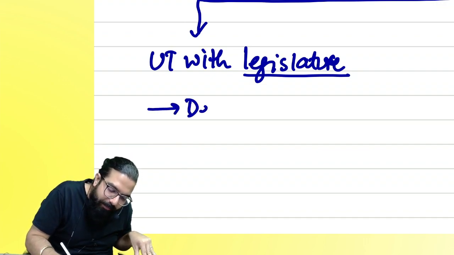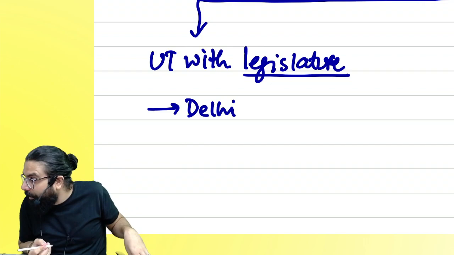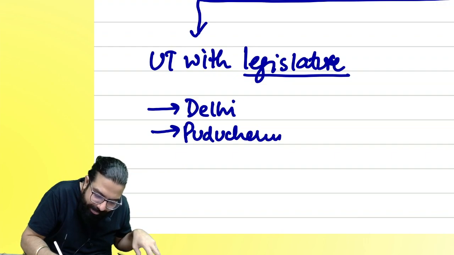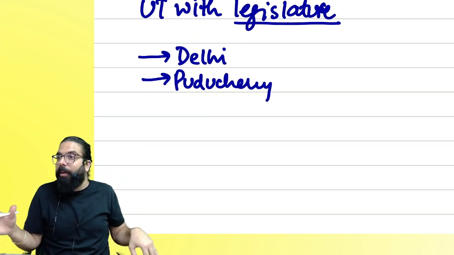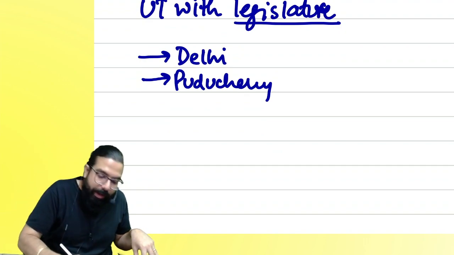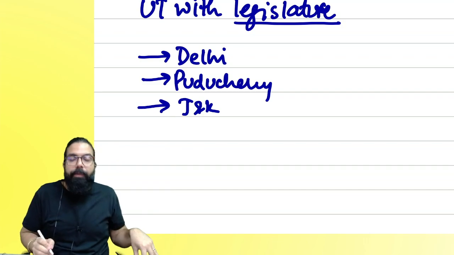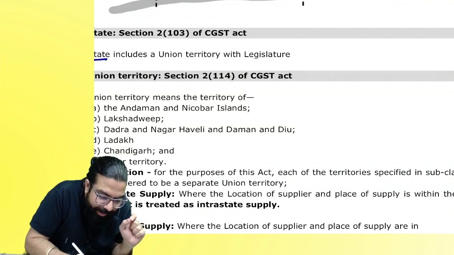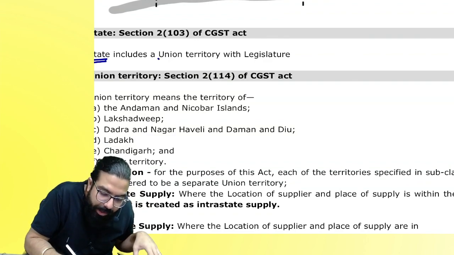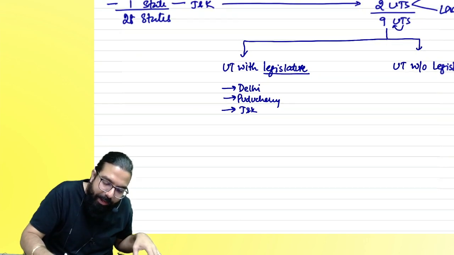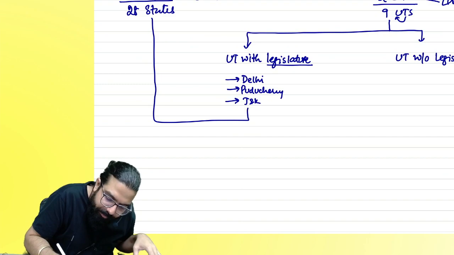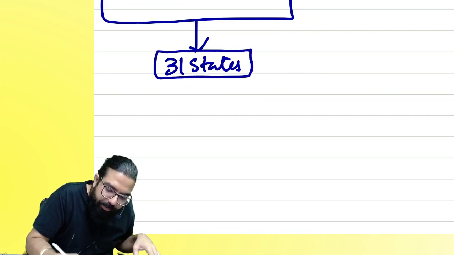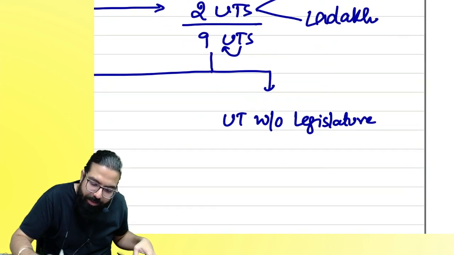In India, we have Delhi. Delhi has Mr. Arvind Kejriwal, correct? Secondly, we have Puducherry. Not Pondicherry; that is sweetly called Pondicherry, but the actual name is Puducherry. And the last one is Jammu and Kashmir. When you read the definition of state in GST, it states: include in state a union territory with legislature. Hence, can you tell me how many states are there in GST? 31 states. Are we clear, everyone? And how many remaining UTs are there?